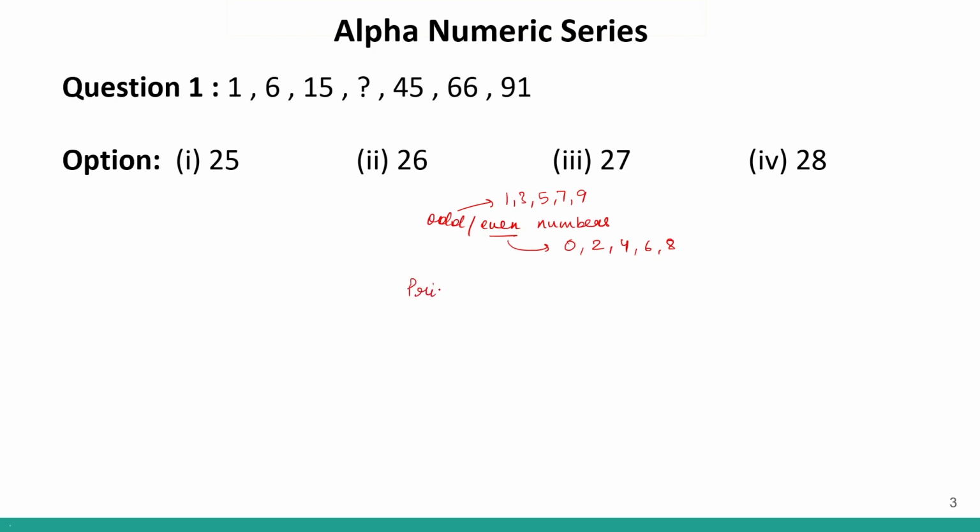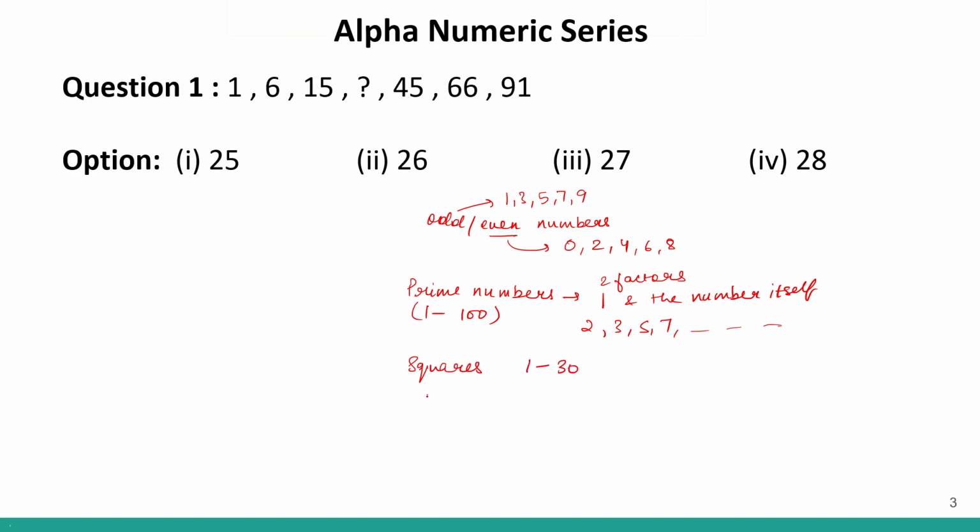Then you should know what are prime numbers. So prime numbers are numbers that basically have two factors, okay? They have two factors, that is 1 and the number itself. Correct? These are your prime numbers. So at least prime numbers of 1 to 100 you should remember. The first prime number is 2, 3, 5, 7, so on. This you should remember. Then you should remember square of at least 1 to 30 and cubes of at least 1 to 20. So this much information you should retain in order to solve questions on alphanumeric series with ease.